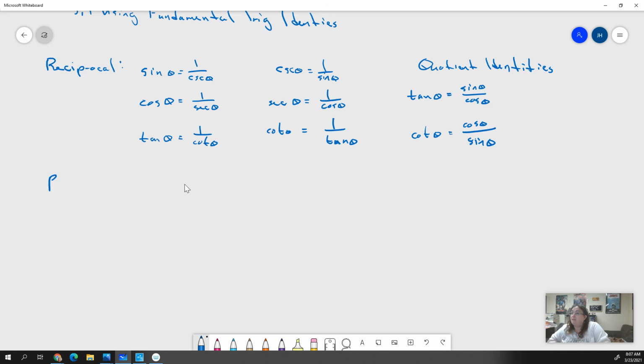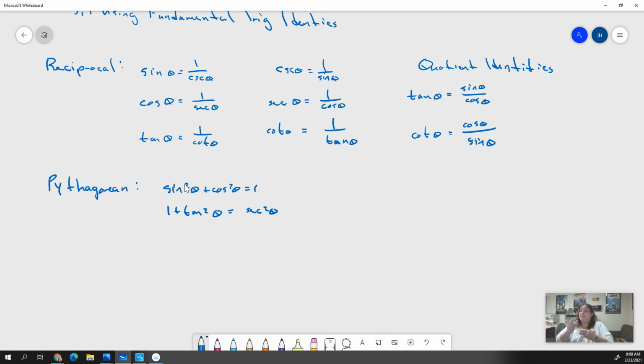And then you had your Pythagorean identities, right? And you have your standard, which is sine squared of theta plus cosine squared of theta equals 1. That's the one you're going to see the most of always. You have 1 plus tangent squared theta equals secant squared theta.